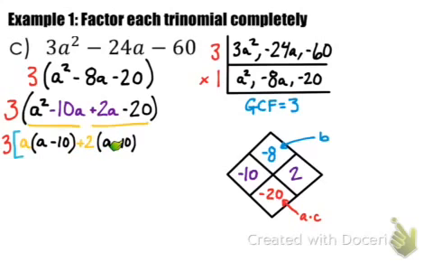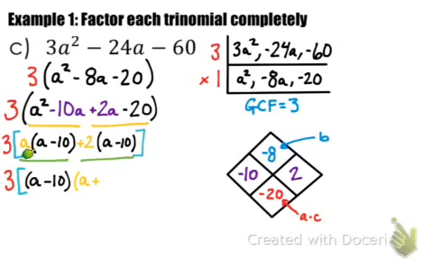minus 10. Looking at both groups again, both have a factor of a minus 10 that we can factor out, so we're left with a 3 on the outside, and then a minus 10 times a plus 2. This is completely factored, and now we are done.